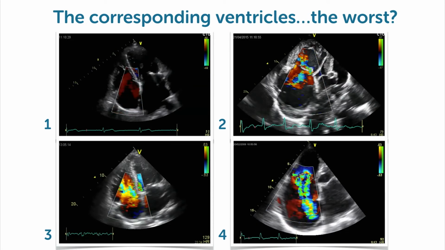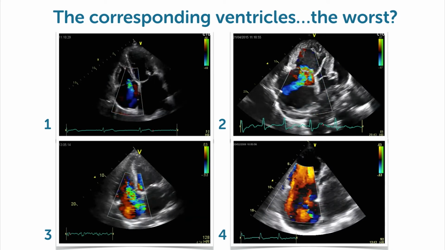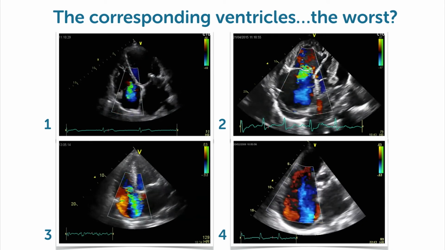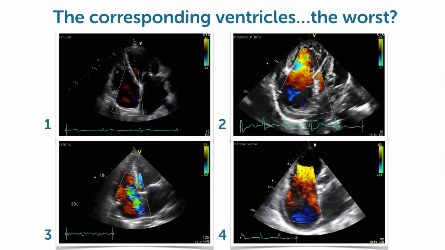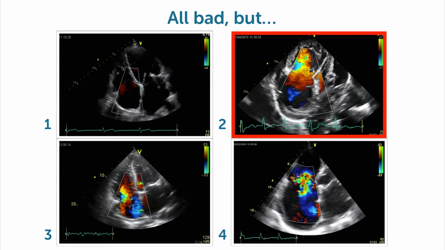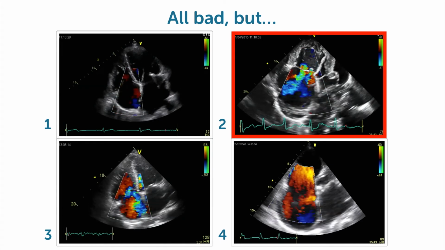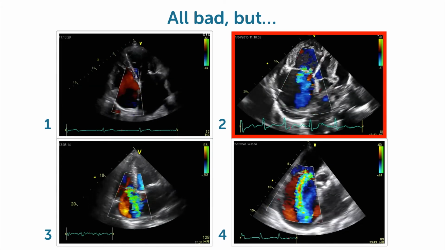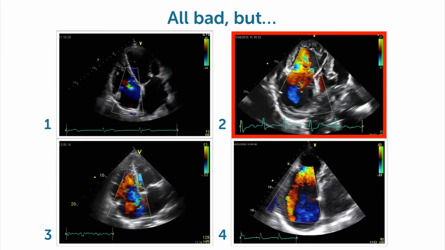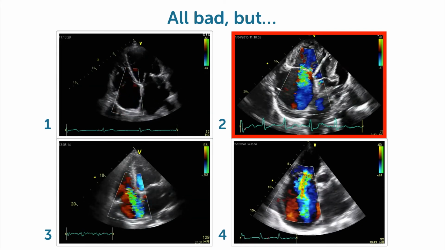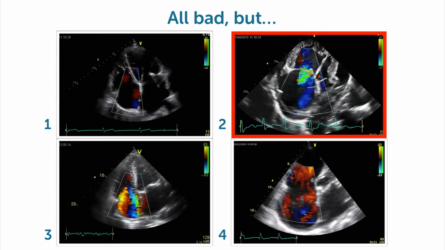Which of them has the worst right ventricular function? Well, not all of them are normal. The correct answer is this one. This one not only has massive TR, not only poor right ventricular function, but that is also the ventricle that had the highest TR velocity and therefore the highest pulmonary pressure.